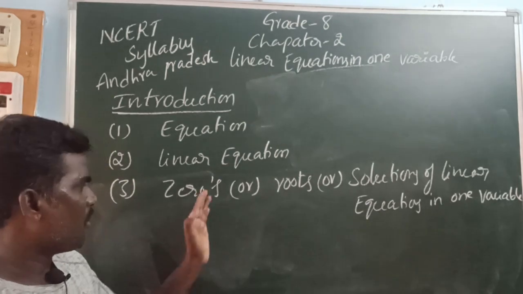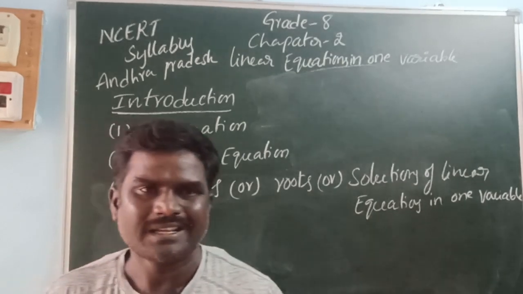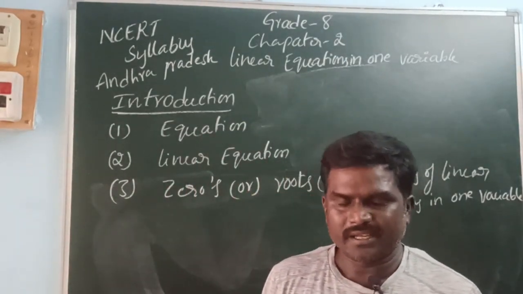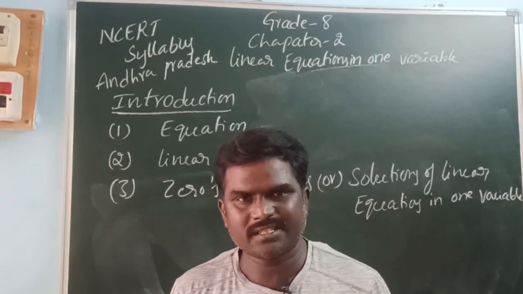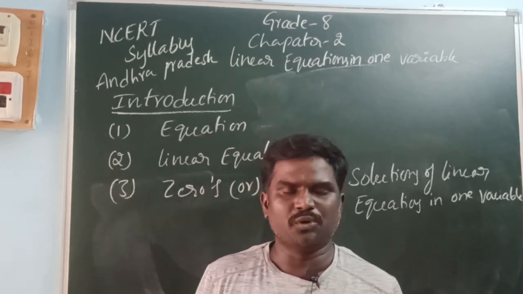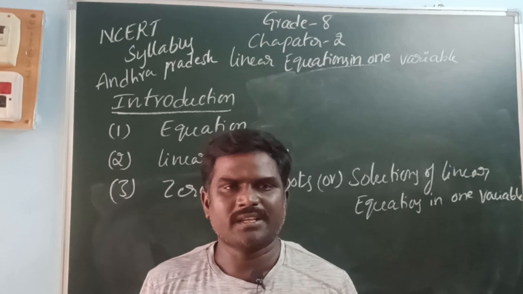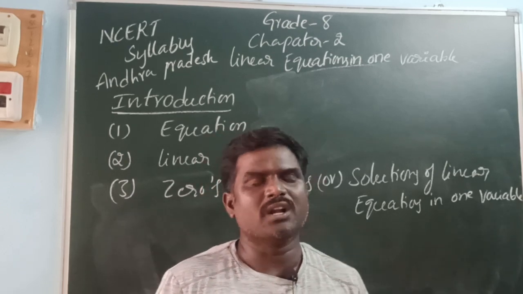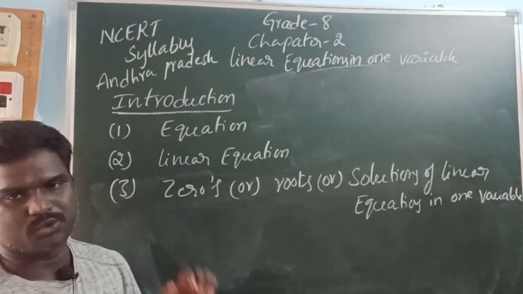Zero, or root, or solution in an equation means there is LHS equal to RHS. Which numerical value can you substitute in the place of the variable so that it is satisfied? That numerical value is called a zero, or root, or solution.